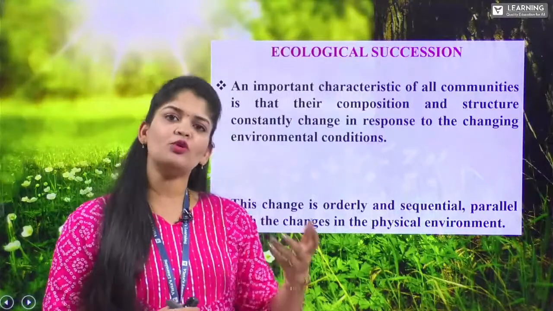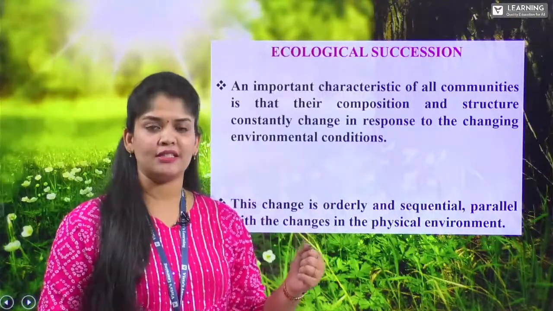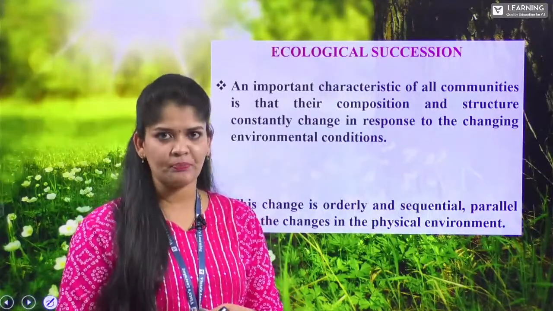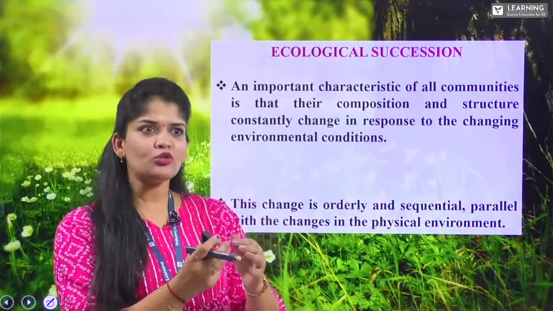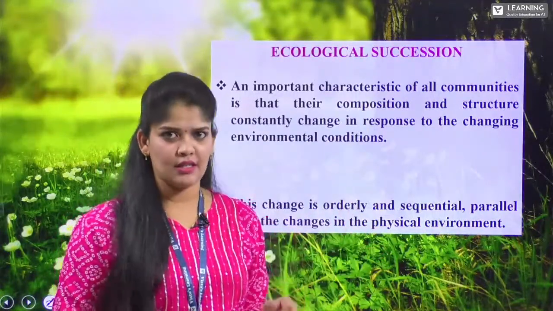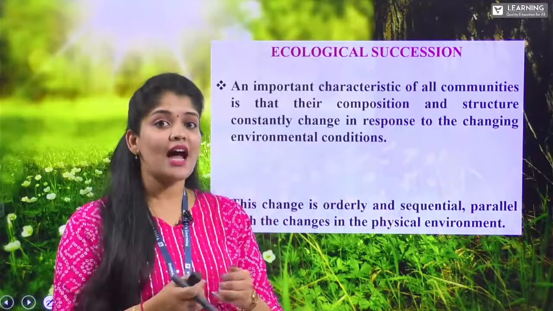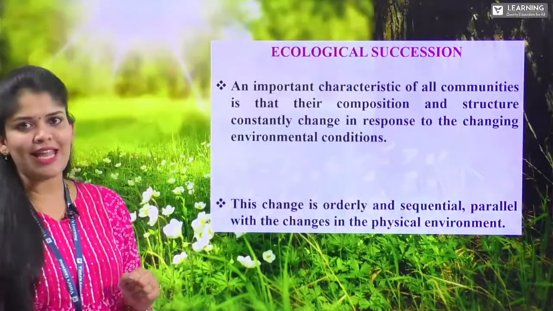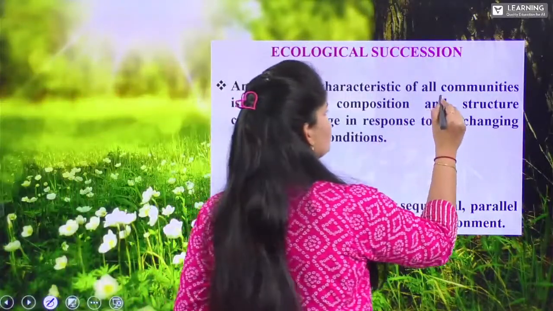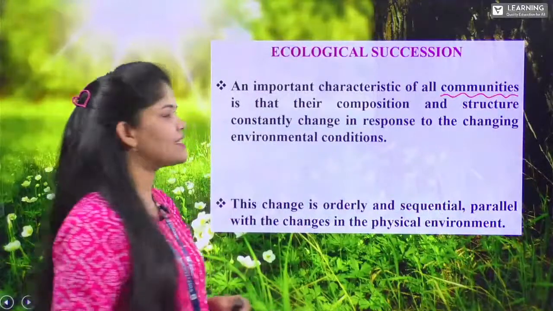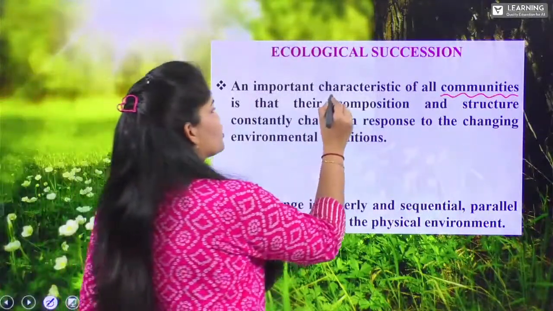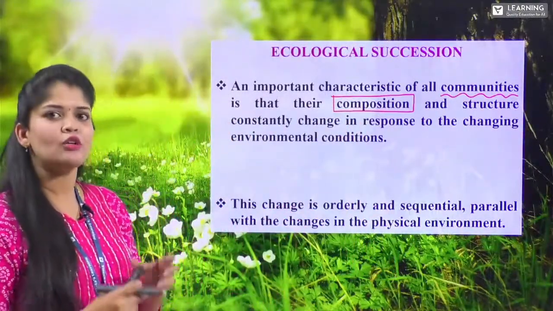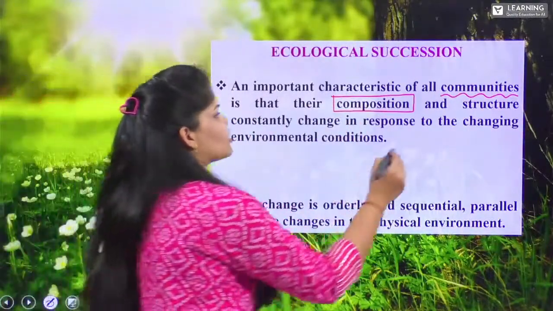Here we know that the environment keeps on changing. It will never remain constant. And in reacting to these changes in the environment, there are changes, and those changes are nothing but succession. Let's understand here. An important characteristic of all communities is their composition. Composition is the number of species of organisms as well as the diversity of the species. Composition as well as structure of the ecosystem.